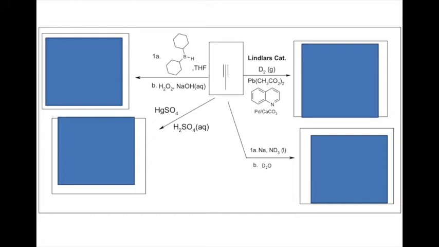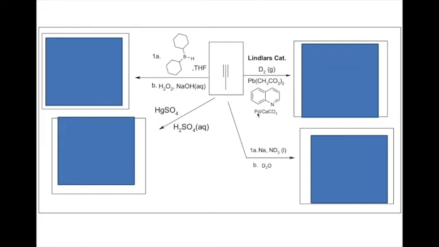Okay, now for some alkyne reaction review. So if I have a terminal alkyne like this, and I treat it with hydrogen gas or deuterium gas, I can do a partial reduction of the alkyne, just reduce one pi bond, if I use Lindlar's catalyst, all of this down here.